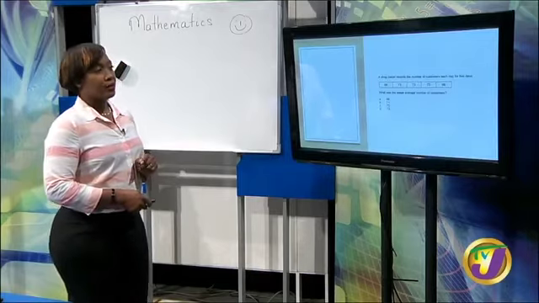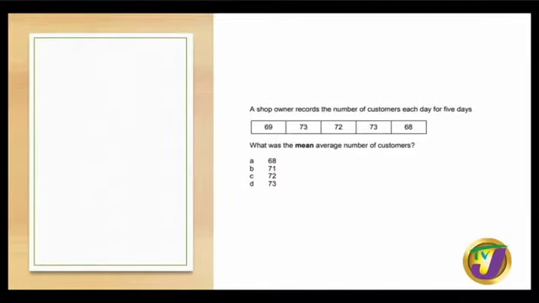Next question. A shop owner records the number of customers each day for 5 days. And as you can see, day 1, 69; day 2, 73; day 3, 72; day 4, 73; and day 5, 68. What is the mean average number of customers that this shop owner would have? So how do we calculate the mean is what we need to look at again. We sum all the values in the data set. That's the first thing we do. So let us sum all the values.